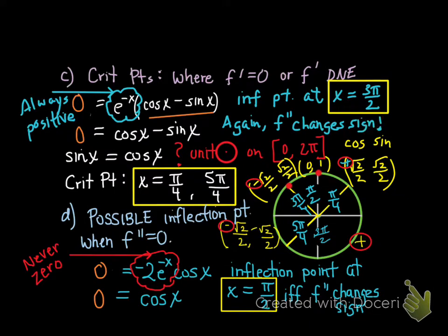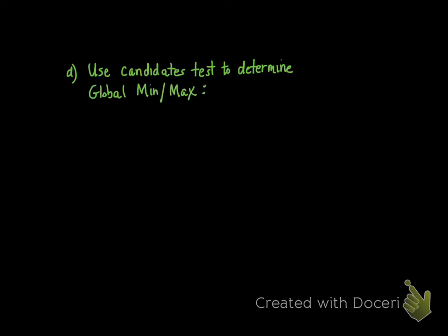So I've done A, B, C, and D. And I've done the hard part. I've done the crucial steps in order to find the global max and min. And we do what's called the candidates test to determine the global max and min. What are the candidates? Always the same, you guys. Test the endpoints of the interval and the critical points, which we've already identified.